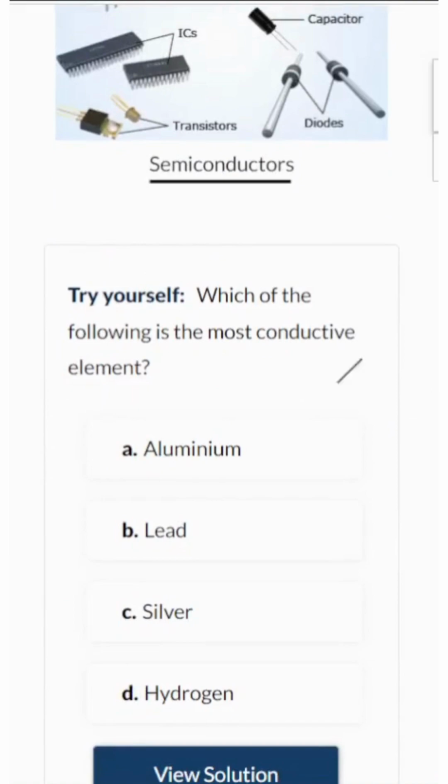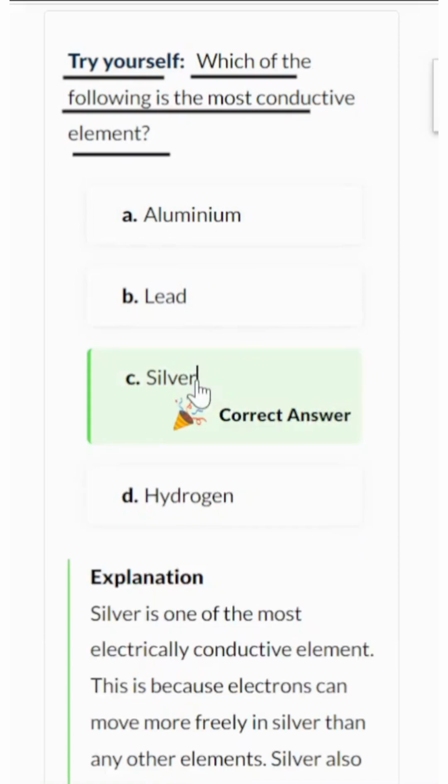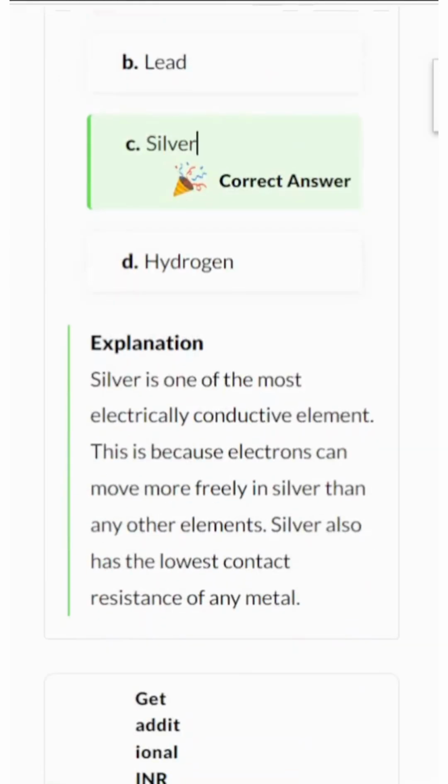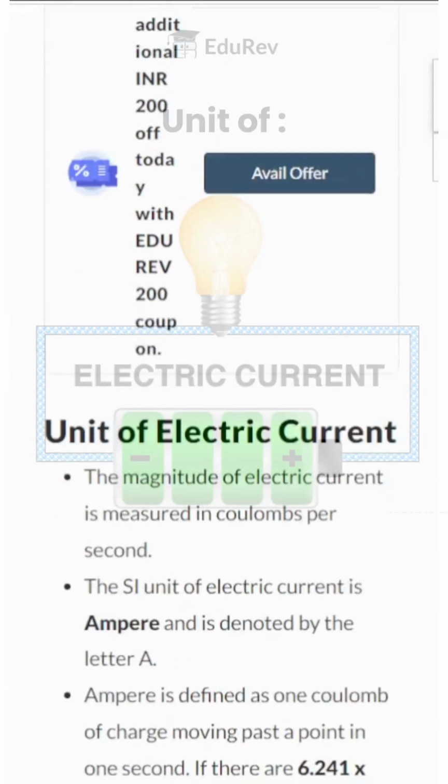Let us solve a quick question to revise what we have learned. Which of the following is the most conductive element? The correct answer is option C. Silver. Silver is one of the most electrically conductive elements. This is because electrons can move more freely in silver than any other elements. Silver also has the lowest contact resistance of any metal.